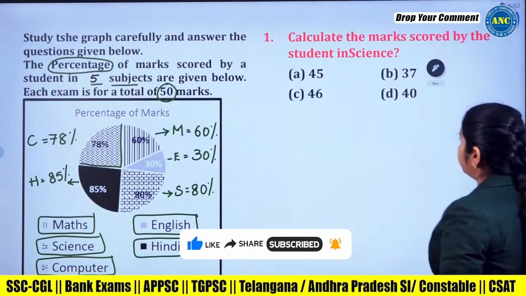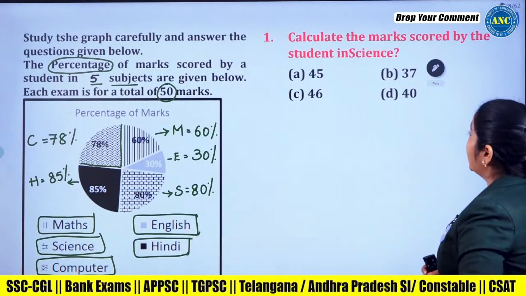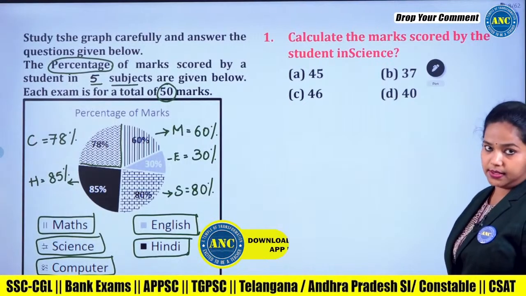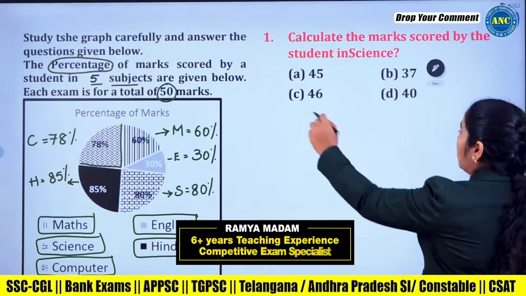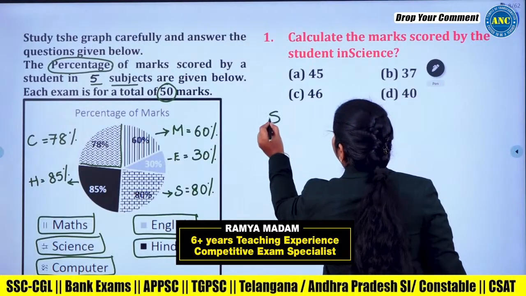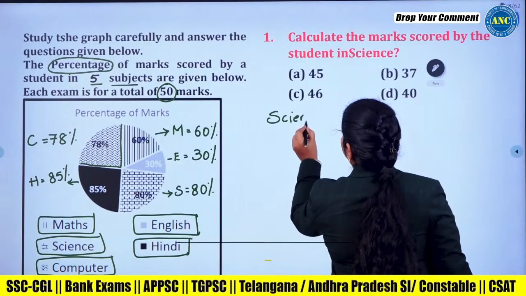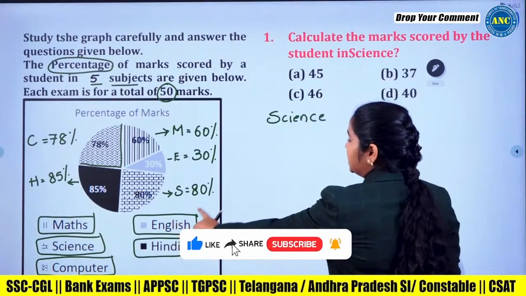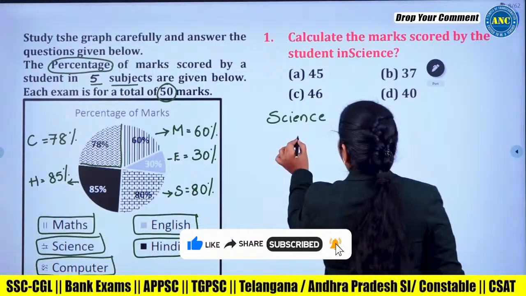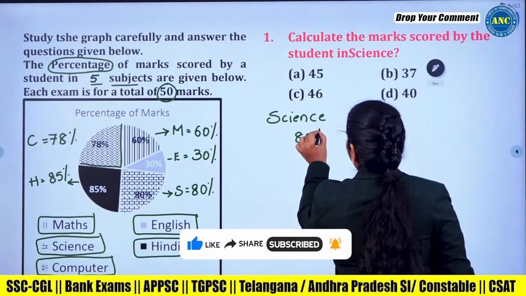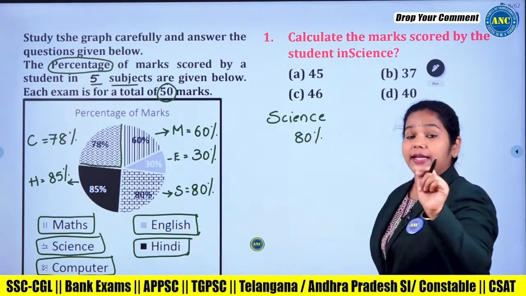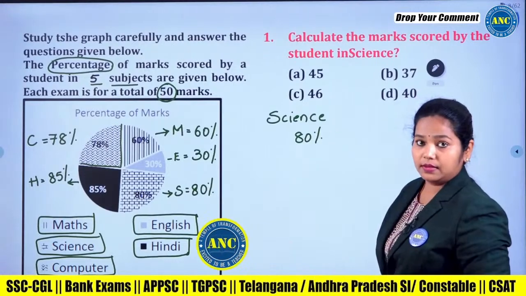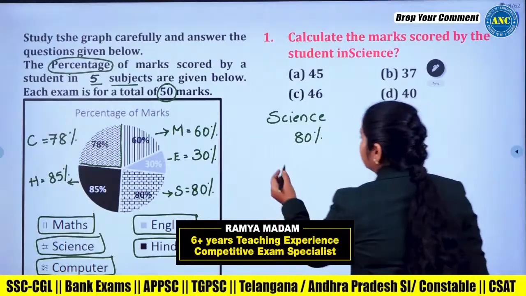So, in the question, what is given? Calculate the marks scored by the student in science. Marks scored by the student in which subject? Science. Okay. Let us see in science how much percentage the student got? 80%. Yes. 80% of what marks? Total marks for that subject. What is the total marks for that subject?